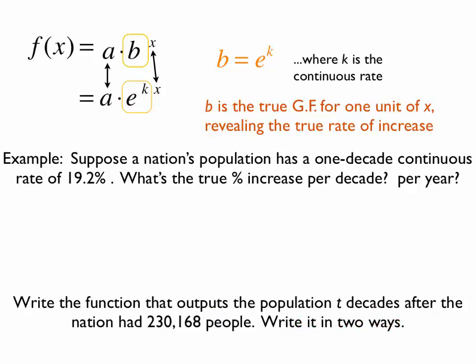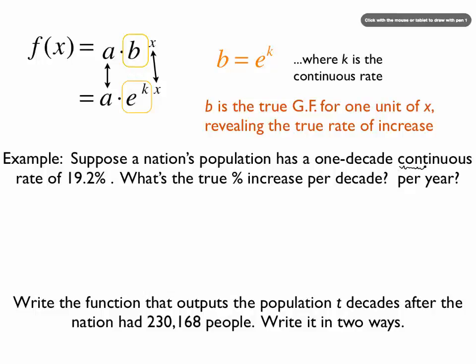Okay, so all that stuff is still there up there at the top. Okay, so suppose a nation's population has a 1-decade continuous rate of 19.2%. So, this is the 1 decade continuous rate. Does the nation's population increase 19.2% every decade? Yes or no? Does it increase 19.2% every decade?